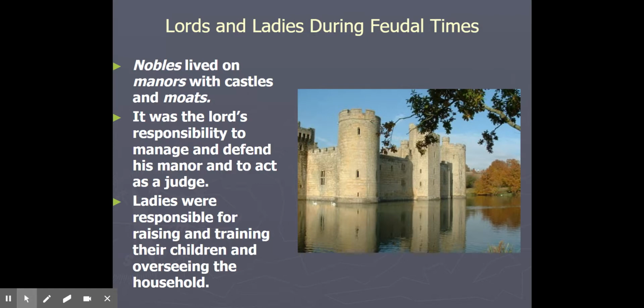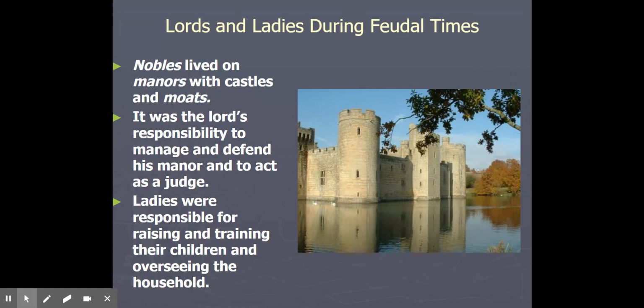Now, it is the Lord's responsibility. He was given the land by the king, and that is his job. He can grow whatever he wants on it, and he has to give some of it back to the king. So he has to manage and defend the manor. He has to protect it because he needs people to work as farmers for him, and people are not going to do that unless he gives them protection. He also is basically the government for that particular fief, for that particular area. So if people have any problems, they come to him.